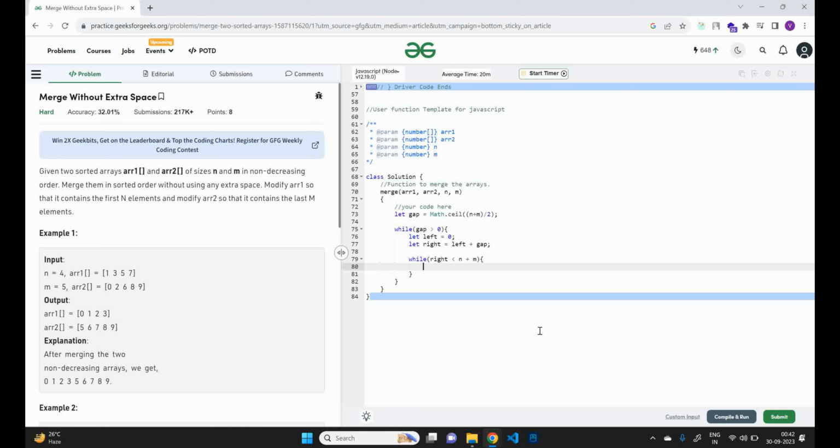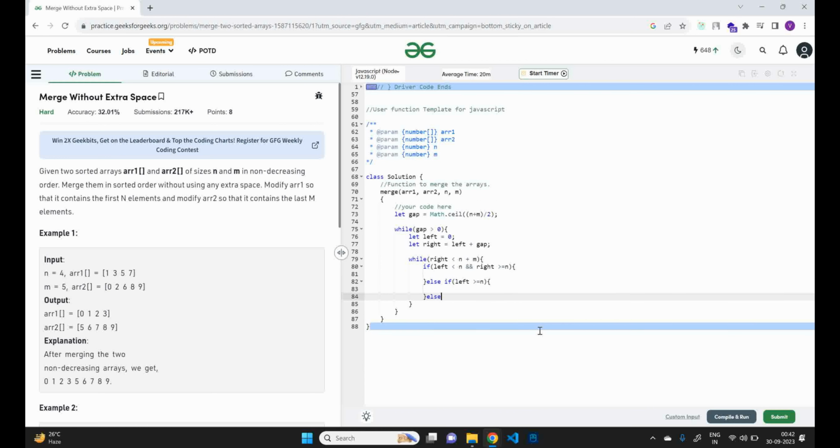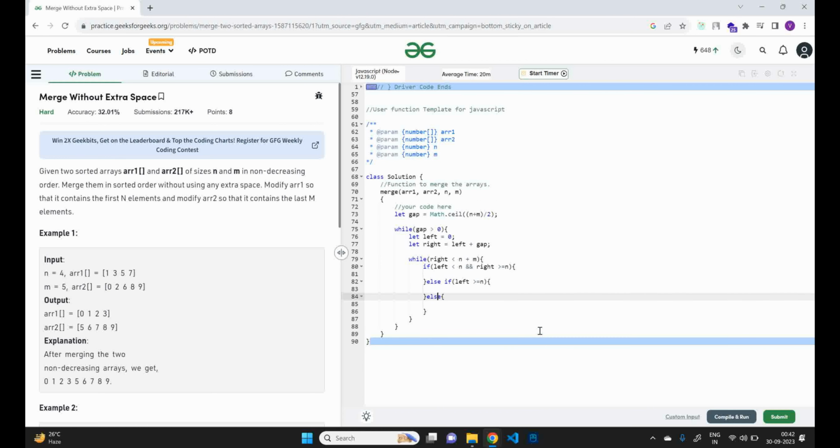Now, what is the possible case here? There are three possible cases. First one is that our left is in array 1, that means left is less than n, and right is in array 2, so right will be greater than or equal to n. That means both our pointers are in different arrays. Another case will be if both the pointers are in array 2, that means left will be greater than or equal to n. And the third case will be when both are in the first array, that is array 1.